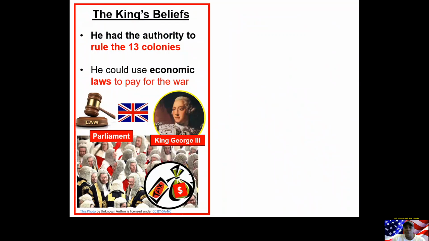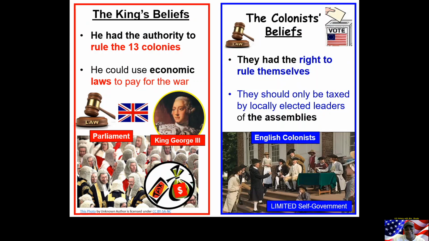We have two different sides of the story. We got the king's belief, but we also have the colonists' belief. Now, the king believes that he has authority to rule those 13 colonies. He's in charge. He's in control. He also believes that he has the right and authority to use any economic law to help pay for the war. But the colonists, they're not quite understanding all that. The colonists are saying, no, we have the right to rule ourselves. We've been doing it for a while. You're over 3,000 miles away. How are you going to know what's going on in our colony?